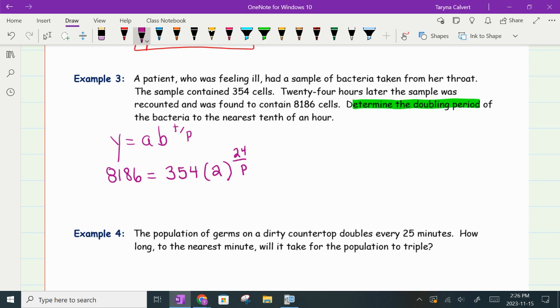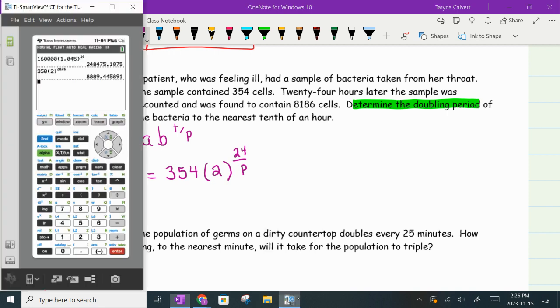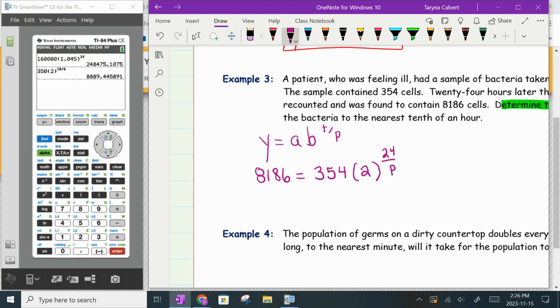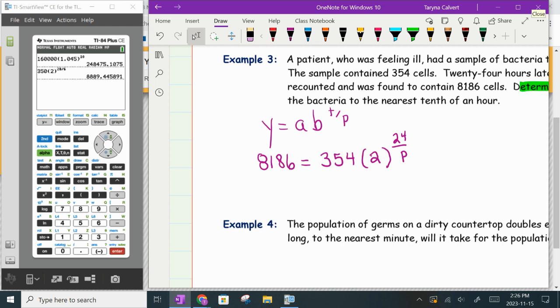Now, technically, guys, could you just throw that on your calculator and calculate it? Yes. To me, sometimes I find that takes longer. But if we solve this algebraically, because that's what I want to do, I'd get rid of the 354 first. Do you guys agree? So I'd go 8,186, because I need to divide that off by 354, because remember, the exponent is on the 2. It is not on the 354, so we've got to get rid of that 354.